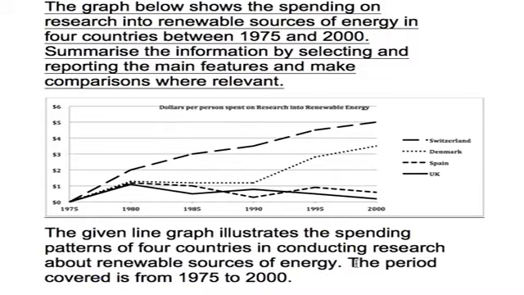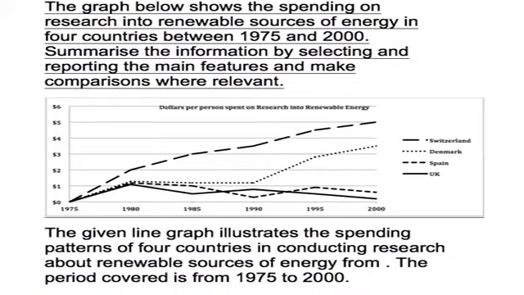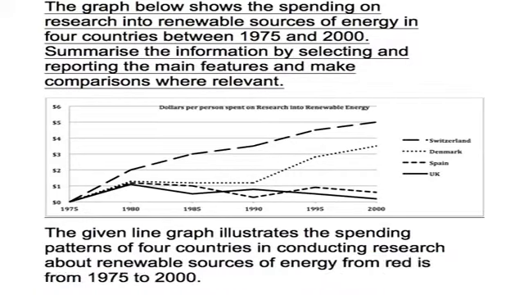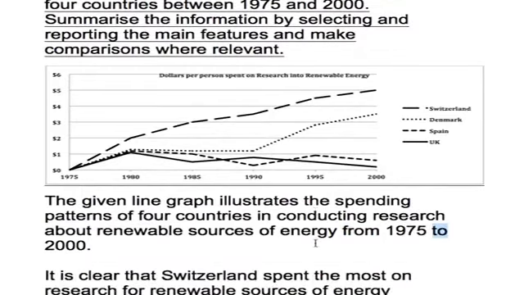The period covered is from 1975 to 2000. I think this is not a very strong line to put here. You can just say from 1975 to 2000. So in the question you will see here it is between, and here I have written from and to. So from and to would be changing the language. So you are changing the combination, changing the language.